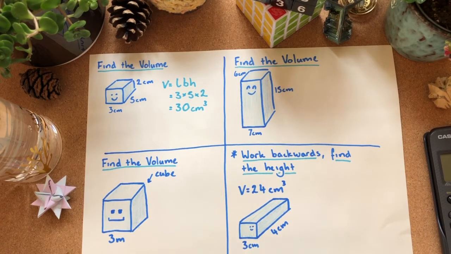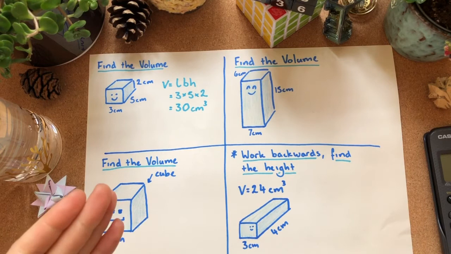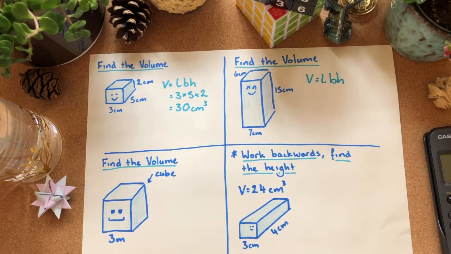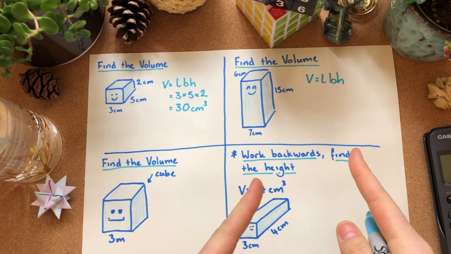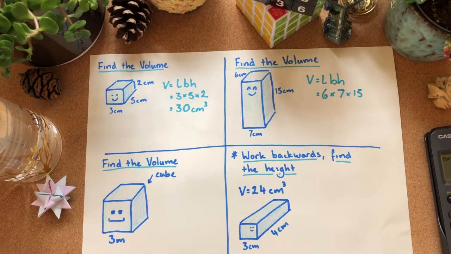Okay, let's go through the answers. This one here, let's do our first line. Formula, volume equals length times breadth times height. Now substitution, 6 times 7 times 15. Could have done them in any order I wanted. And an answer with unit.